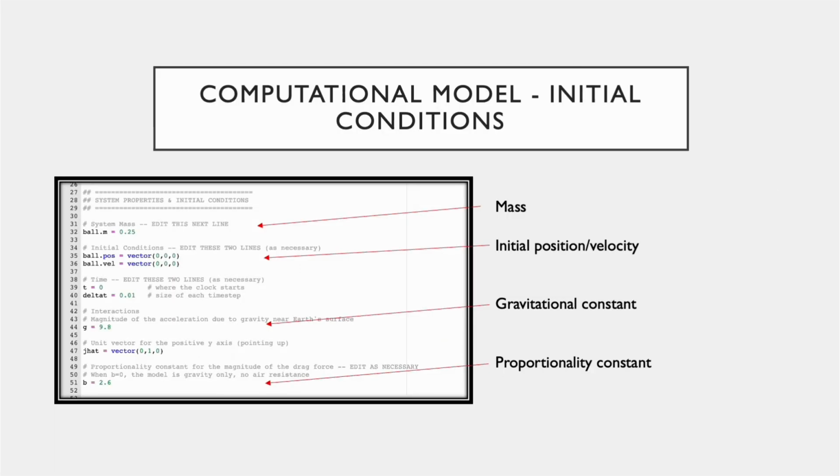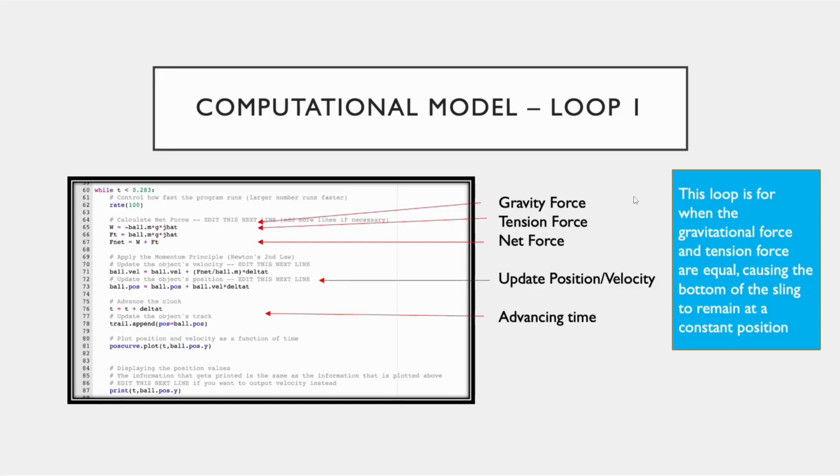Here is our computational model for the initial conditions. Here's where we input the ball's mass, the initial vectors for position, and all of the constants of proportionality and gravitational. For the first loop, we will use this to find the gravitational force and tension force being equal, causing the bottom of the slinky to remain at a certain position. So you see here, that the net force equals negative ball mass times g j hat. We input it into the update position and update velocity formulas, and then we advance time.